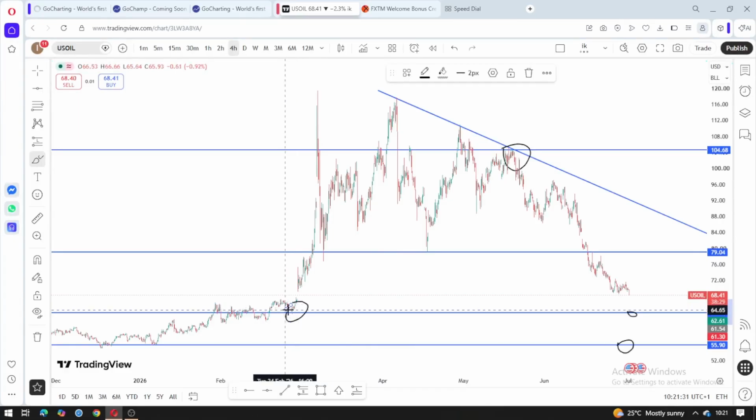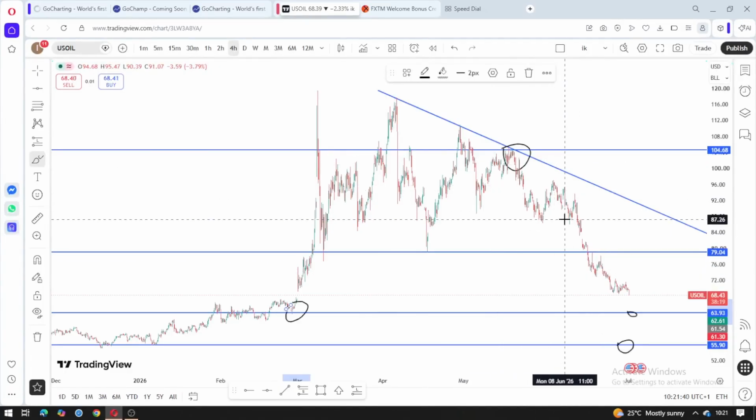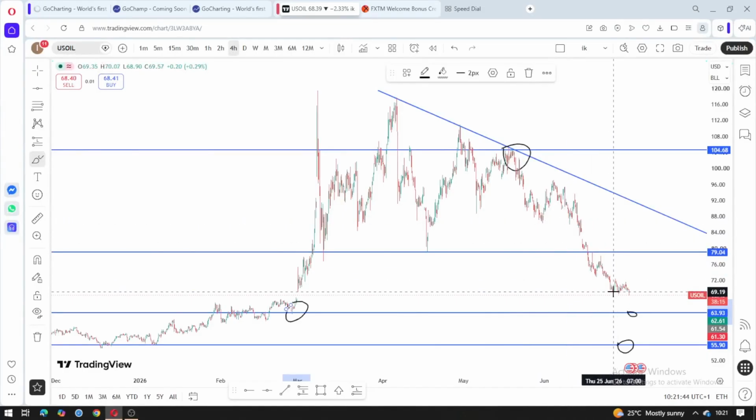But you can see this is a support zone at the foot of the beginning of the upward move, the steep move. This is the 4-hour time frame, and you know that this is a very, very heavy move. This move here is just too heavy.